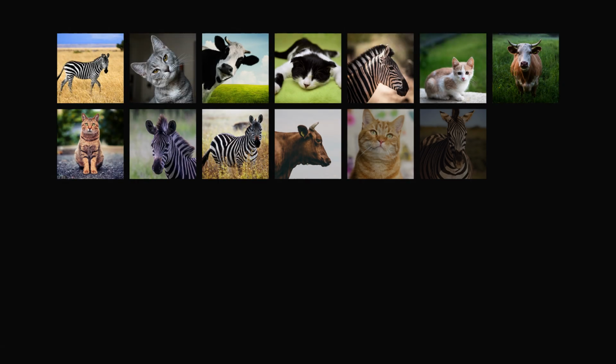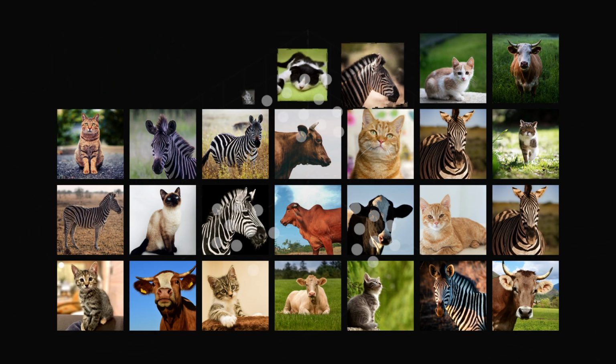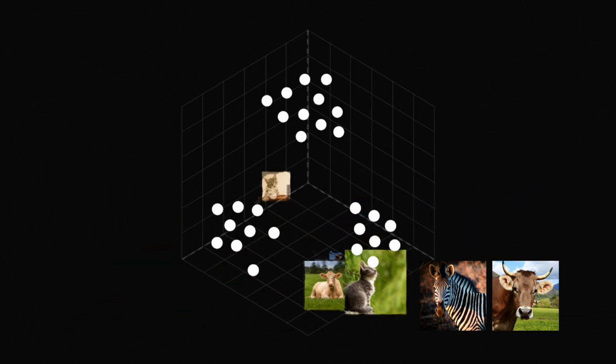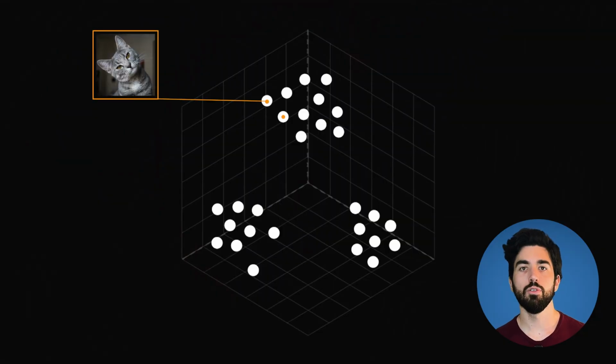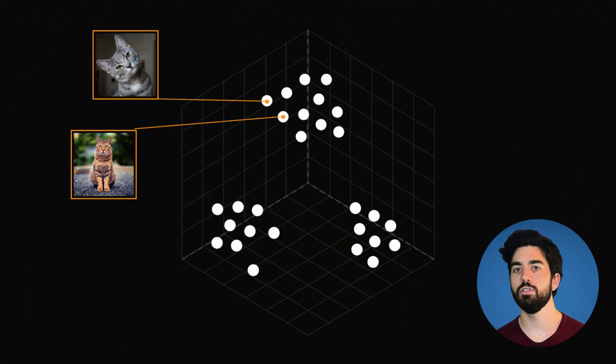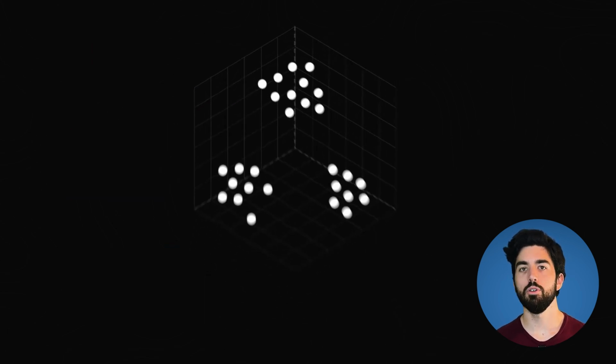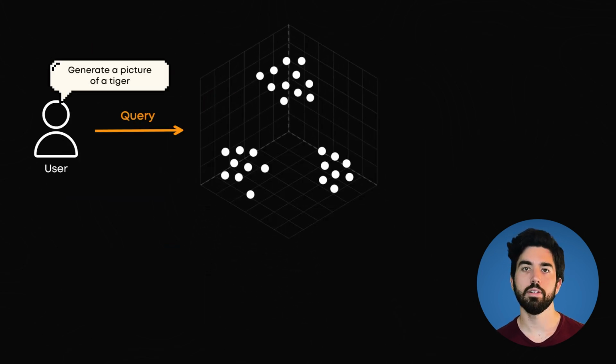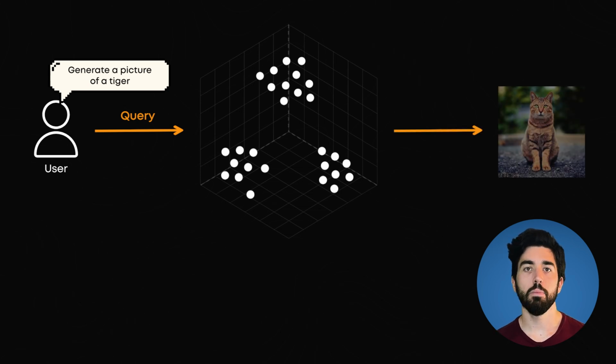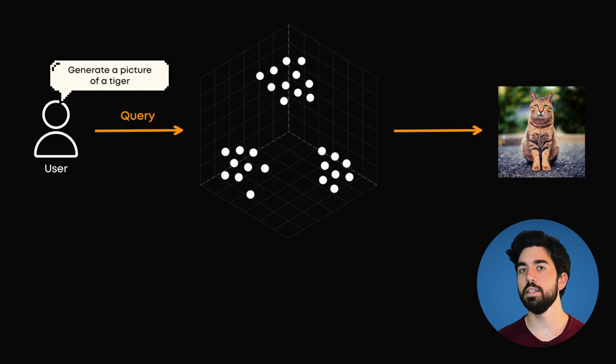Let's say you have a database of animal images. All the animals are grouped based on how similar they are. For example, two photos of a cat would be closer together than an image of a cat and an image of a zebra. Suppose you want to find something similar to a tiger without tiger images in the database. In that case, you might get pictures of a cat because they are the next closest in similarity. This process of grouping, searching, and retrieving based on similarity is what we call indexing.